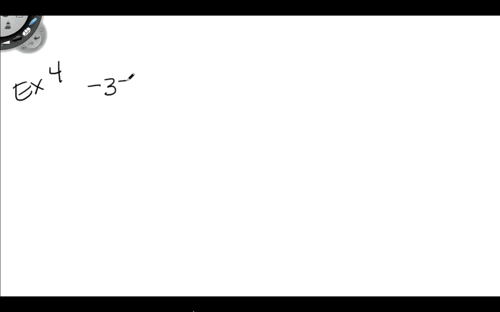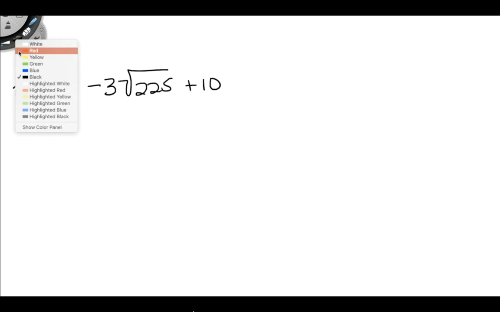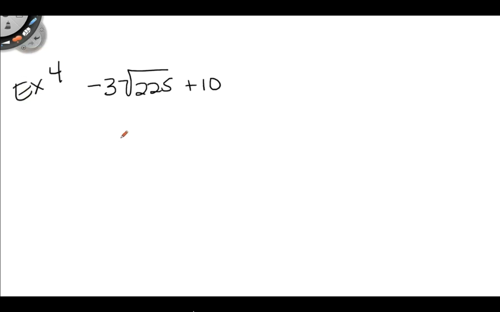Negative 3 times the square root of 225 plus 10. So now we're not just dealing with one particular problem. We have some things to solve here. Remember, anytime you have a number outside of a square root or parentheses or attached to a variable, that means to multiply. But first, I need to get rid of this square root. So the square root of 225, you can check it on your calculator, but it's 15.